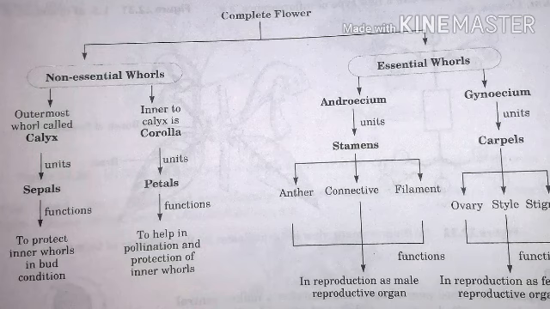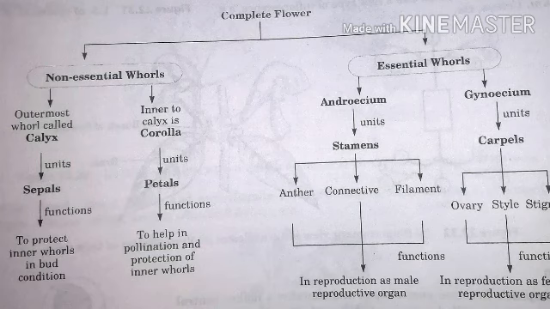Okay, now the next inner part, the second whorl, the inner whorl, is called the corolla. The corolla is made up of colored, attractive petals. These petals are the colored attractive portion of a flower, and their function is to help carry out pollination. Obviously we know this part will attract the insects for pollination. Now these two parts, the corolla and calyx, are called the sterile parts of a flower, and because of that they are called non-essential whorls of a flower.